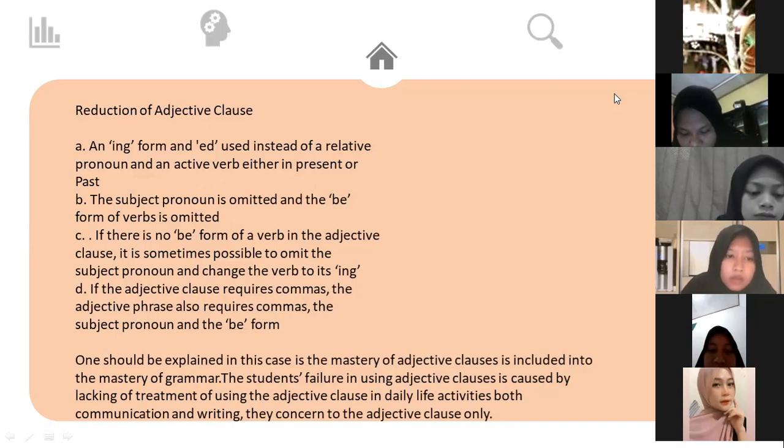One thing that should be explained in this case is that the mastery of adjective clause is included in the mastery of grammar. The student failure in using adjective clause is caused by lacking of treatment of using the adjective clause in daily life activities, both communication and writing. They concern to the adjective clause only.